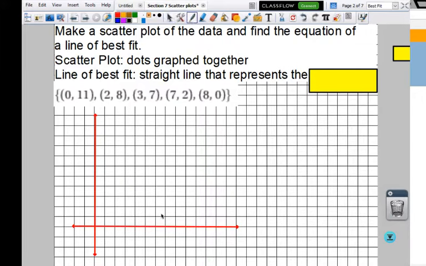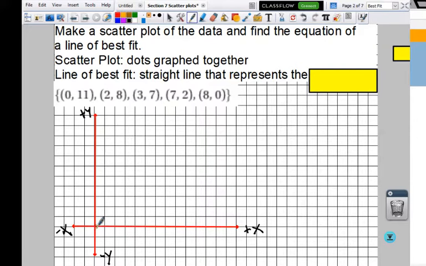So we're going to make a scatter plot. I'm going to make a dot for each one of these points. Just to help me out, I have plus x here, negative x, positive y, negative y, just to help me remember where to go. My first dot is going to be at 0, 11, which means I'm going to start right here in the middle. I'm going left and right 0, and then I'm going to plus 11, so it's a positive 11, right?